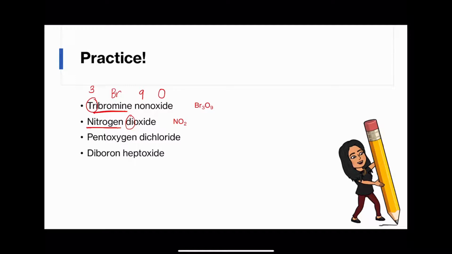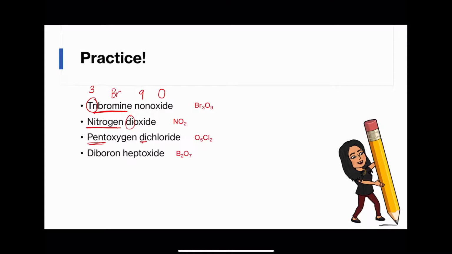Next one is pentaoxygen dichloride, right? So penta hopefully tells you that that's 5. Oxygen, di, 2 chlorines, right? So O5Cl2. And then last one is diboron heptaoxide. And hopefully you'll tell me that's B2O7.